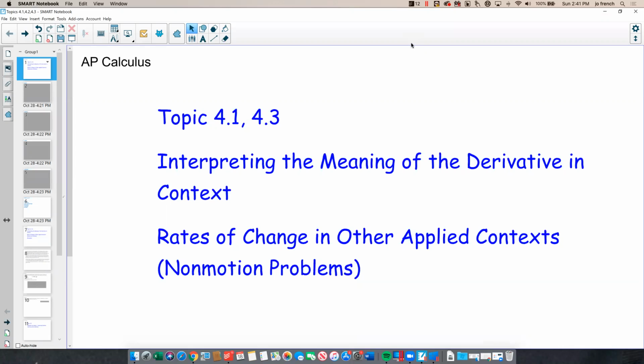These are topics 4.1 and 4.3, interpreting the meaning of the derivative in context, and rates of change in other applied contexts, non-motion problems. I decided to combine these two because interpreting the meaning makes more sense when we talk about the context that we are applying or examining these rates of change. So let's start by looking at some areas where rates of change become very important.